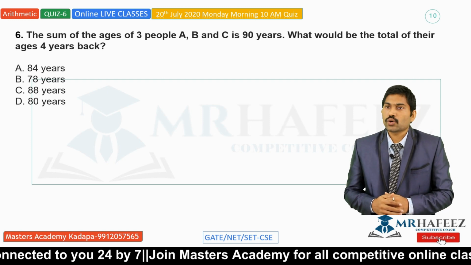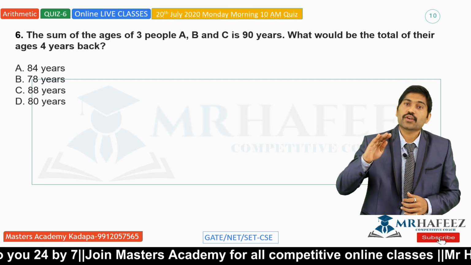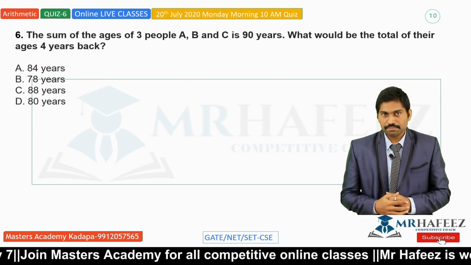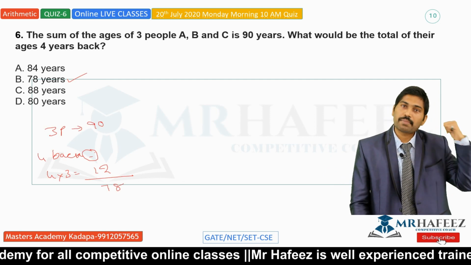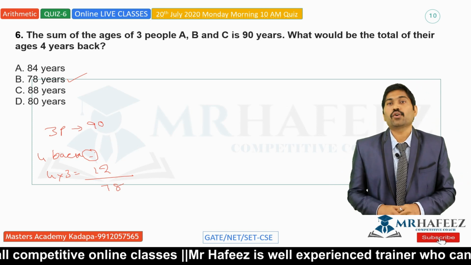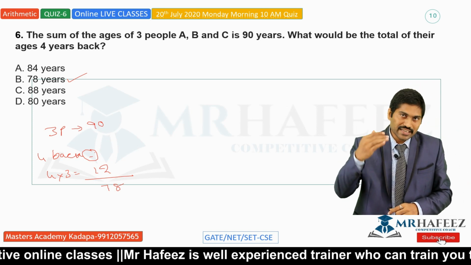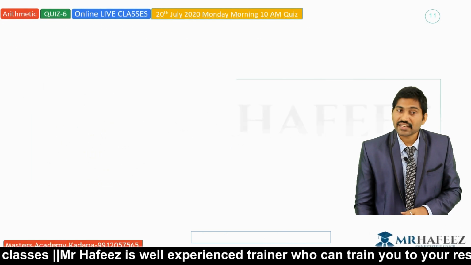Now, the sum of the ages of 3 people A, B, C is 90 years. What would be the total of their ages 4 years back? Very simple. The total sum is 90. 4 years back means each one is reduced by 4 years. 4 times 3 is 12. 90 minus 12 is 78.